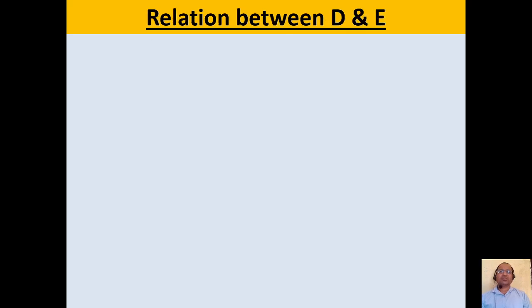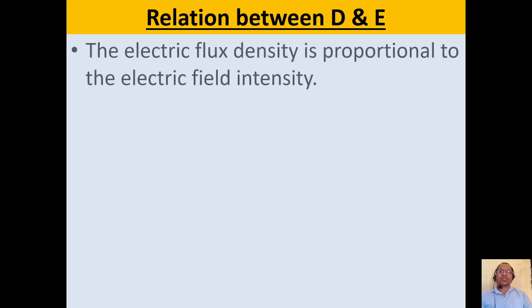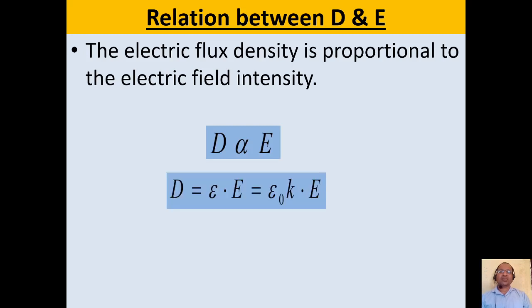Now we will have relation between D and E, that is relation between electric flux density and intensity of electric field. So electric flux density is always proportional to the electric field intensity. So if electric field intensity is more, then we say that electric flux density will also be more, and hence we write D is directly proportional to E, or we can say D is equal to epsilon E, or instead of epsilon we write epsilon 0 K. So D is equal to epsilon 0 K into E.